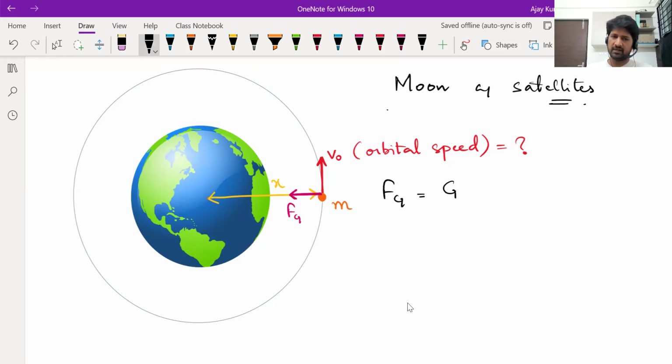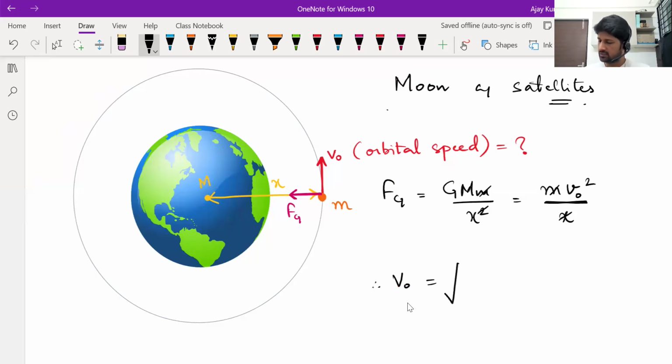How much is the gravitational force between the planet and that object? The object is outside the planet, so the planet can be considered as a point mass placed at its center. And the distance between capital M and small m is x. So the force becomes GMm by x square. And this itself is the centripetal force on the object. So you equate it to the centripetal force, mv square divided by r. R is the radius of the circle in which the object moves, and that is x itself. So cancel one x, small m gets cancelled. You get v naught square is GM by x. Therefore, v naught, the orbital speed, is under root GM by x. Okay.